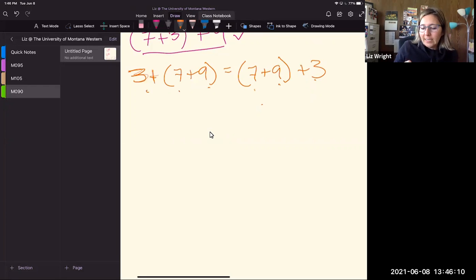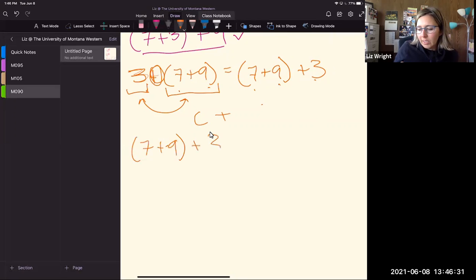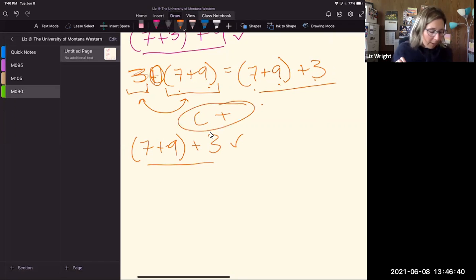What I'm hoping you're seeing is that the 3 and the quantity of 7 plus 9 definitely traded places right there. So what property is that? That is the commutative of addition property, because it's trading places across that addition sign. So then I get 7 plus 9 plus 3. And then is this what I have over here? Yes, I'm done. So then you need to go highlight letter A on that one for the commutative only property. And then I already did number 5 with you.